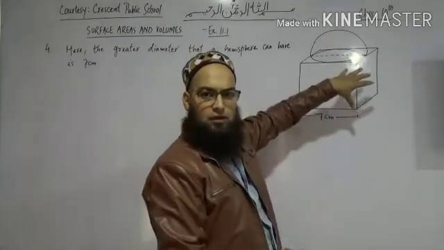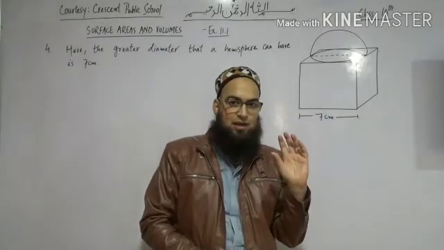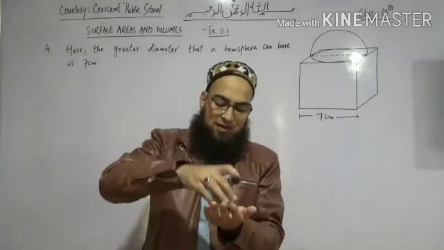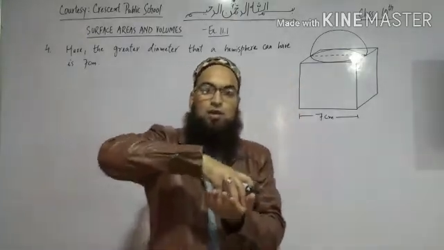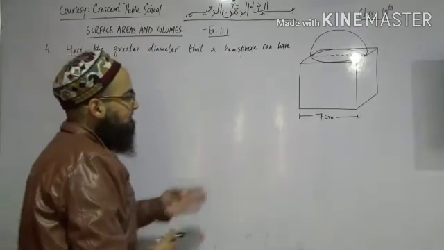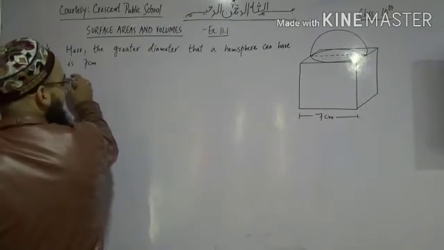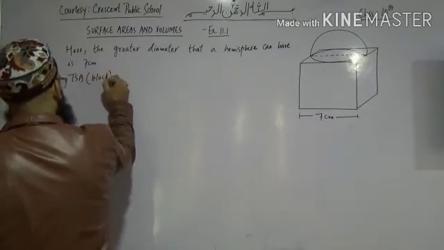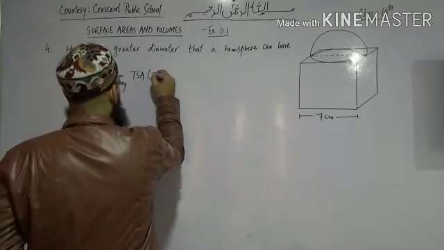Now if you want to paint this whole thing, will you include this circular portion? No, because it will not be visible. This circular part, the base of the hemisphere, will not be visible, because the hemisphere is surmounted on the cubical block. So that circular part is not visible at all. Therefore we can say like this: total surface area of block is equal to total surface area of cube.